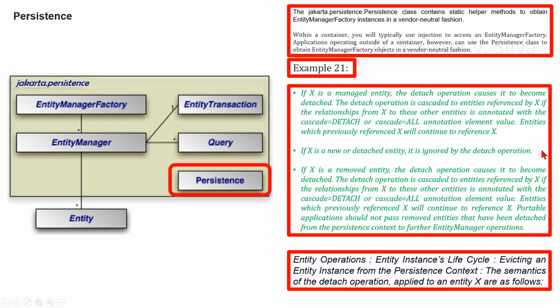If X is a new or detached entity, it is ignored by the detach operation. If X is a removed entity, the detach operation causes it to become detached. Detach operation is cascaded to entities referenced by X if the relationship from X to these other entities is annotated with the cascade=DETACH or cascade=ALL annotation element value. Entities which previously referenced X will continue to reference X. Portable applications should not pass removed entities that have been detached from the persistence context to further entity manager operations.